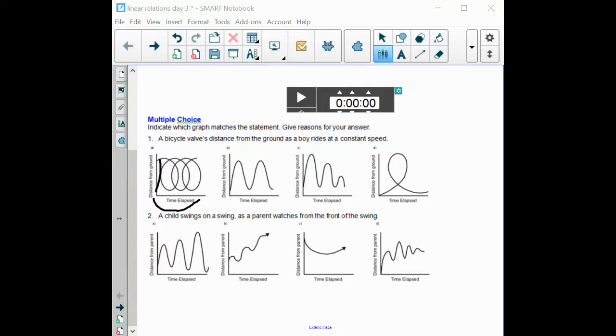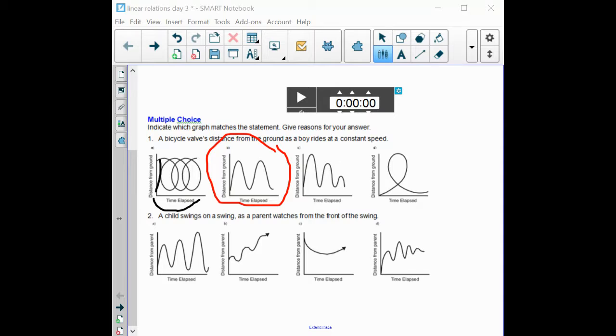First of all, does the valve on the bicycle tire ever actually touch the ground? That's the first thing to think about. The other thing to think about is, does the valve on the bicycle tire change heights as it's going around the wheel? So pause the video, have a look at your choices, and think about which one makes the most sense.